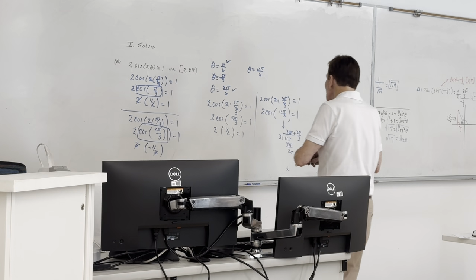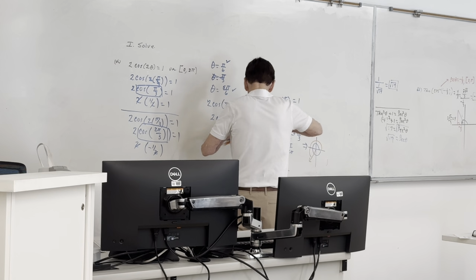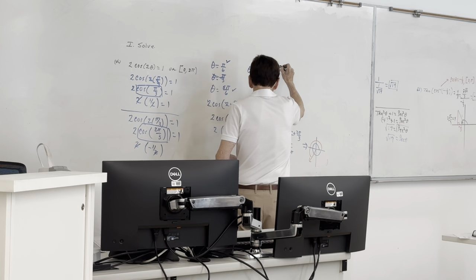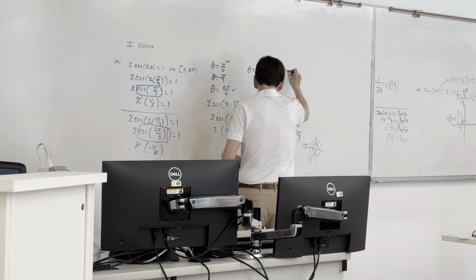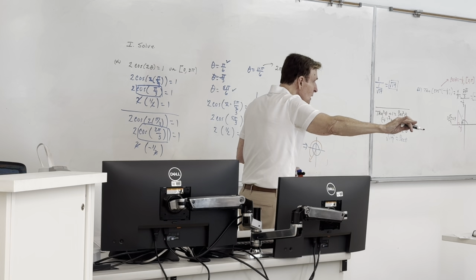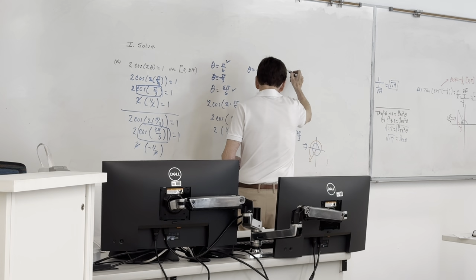over 6. Hang on. This angle here can be represented like this. 2 pi subtract how much? Pi over 6. 5 pi over 6? Pi over 6. Now, he's being clever.